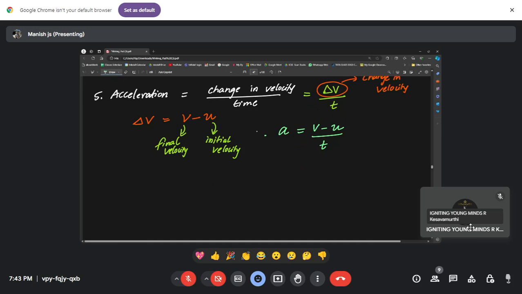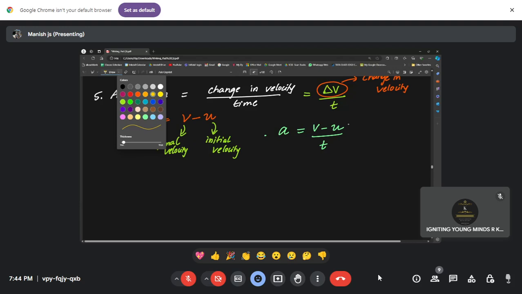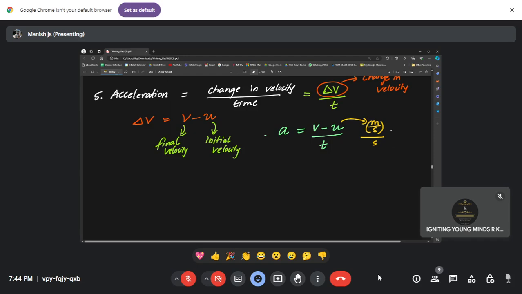What about its unit? How do you find out the unit of acceleration? On the numerator, you have velocity terms. The unit for velocity is meters per second, which we have just learned, divided by time, which is always in seconds. Once you take the reciprocal, the second in the denominator gets multiplied with the second in the numerator, so you ultimately get meters per second squared, and that's the unit of acceleration.